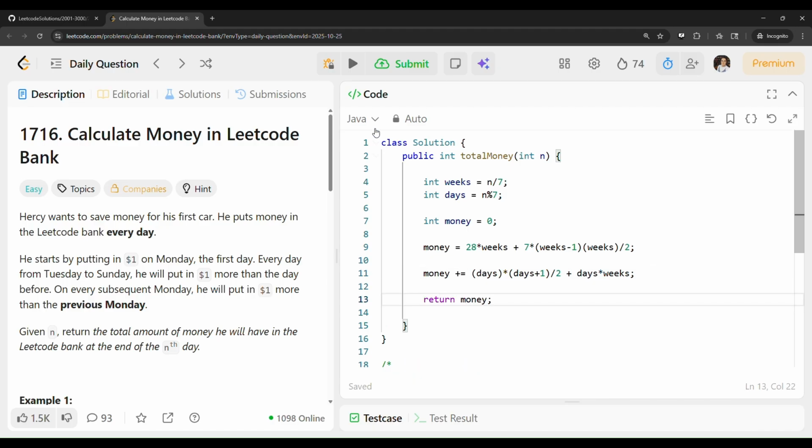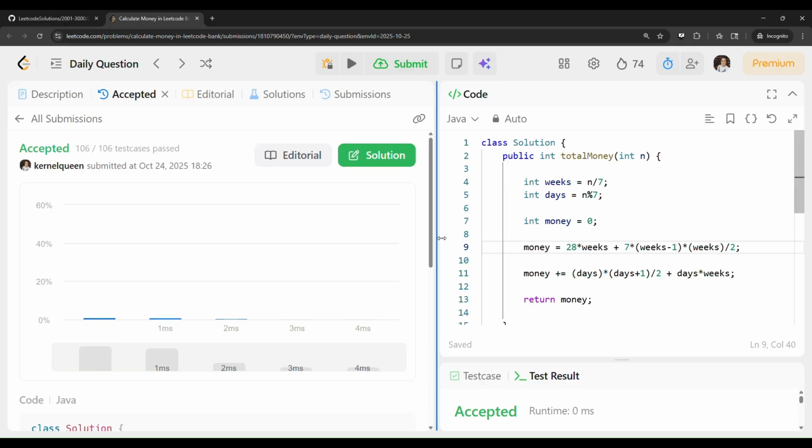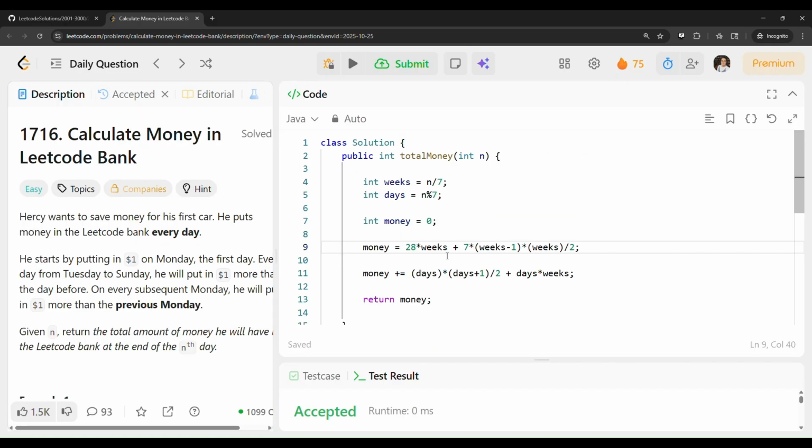So let's try to submit this. The time complexity for this solution is going to be order of 1 because we are calculating everything manually by a formula, and it is not going to cost anything. And the space complexity is also going to be order of 1.